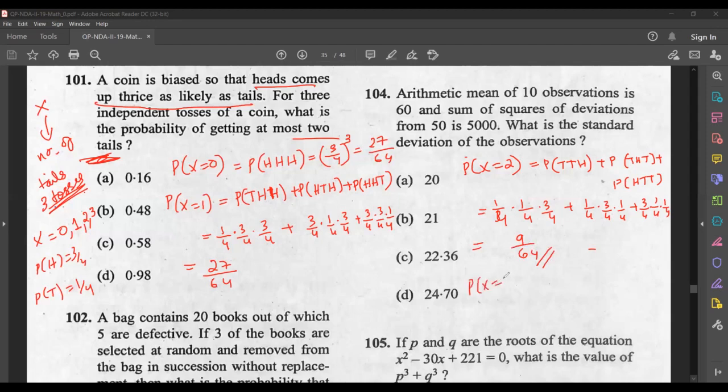Next is P of x equal to 3. X equal to 3 means in every case you have to take a tail. So P of T, that is 1 by 4 into 1 by 4 into 1 by 4, that is 1 by 64. So now add all these things.